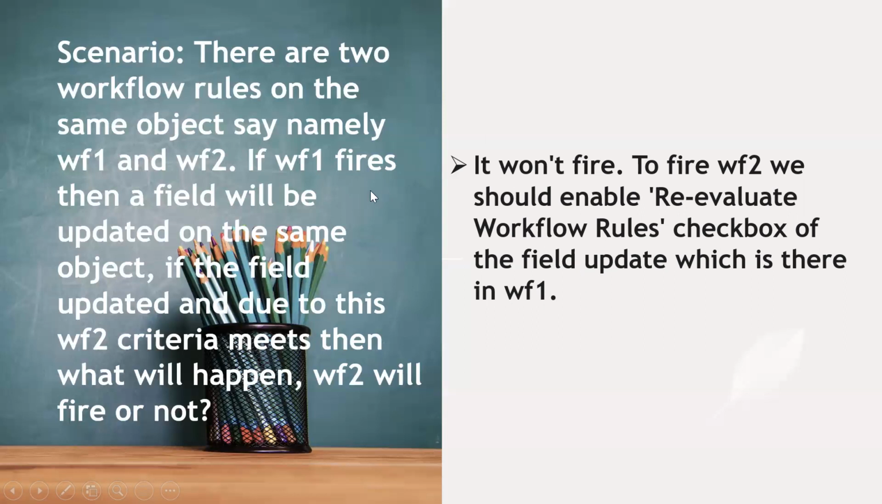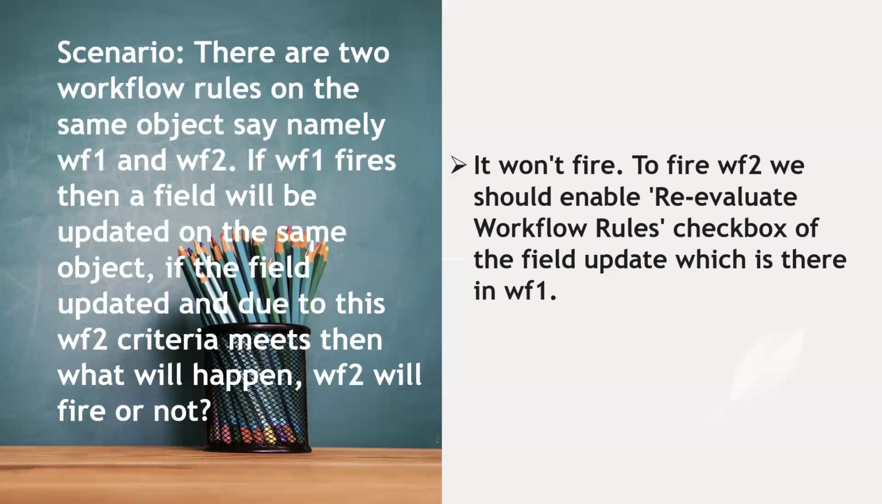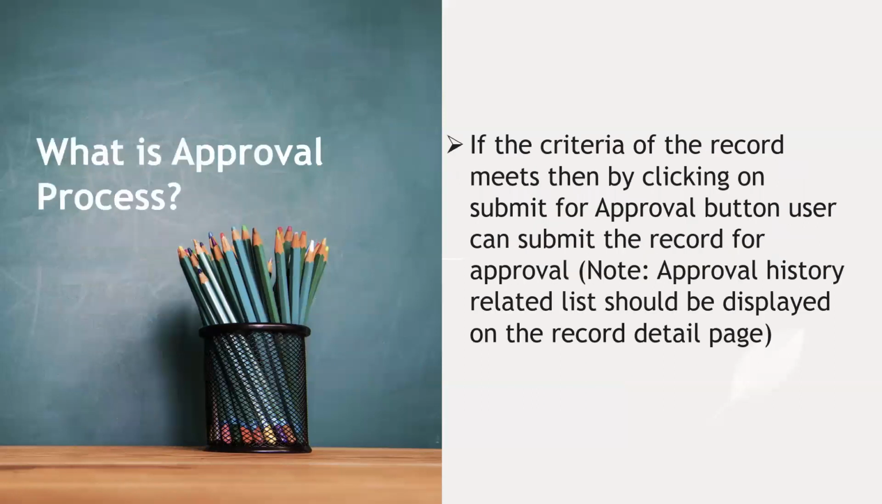So this is another scenario based question. Coming to the other question: what is an approval process? These are scenario based questions on workflow rules, actions and so on. So what is an approval process? If the criteria of the record are met, by clicking the Submit for Approval button, the user can submit the record for approval. This is the approval process.